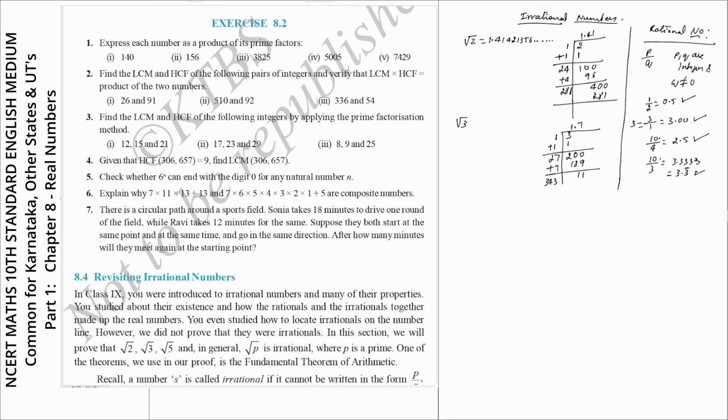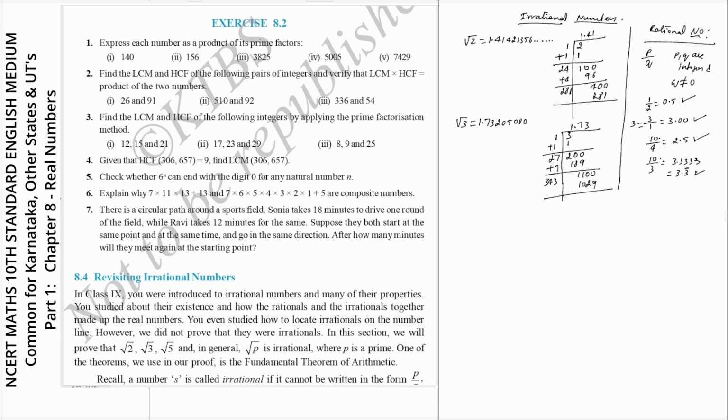Now, 343 into 3. I'll take 2 zeros here. I'll get 1029. Okay, so like this I can go on evaluating the value of root 3. So the value of root 3 is 1.73205080. So here also the decimal equivalent of root 3 is not terminating. Also it is not recurring.